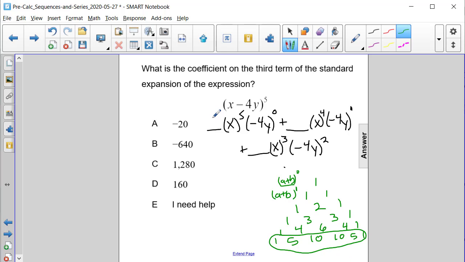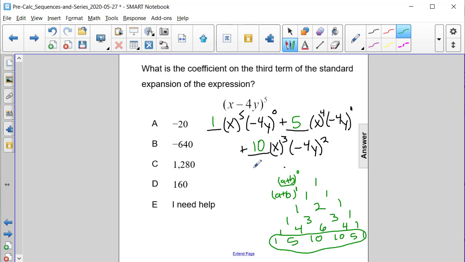So therefore, our first blank space is going to be filled with a 1, the second blank space is being filled with a 5, and the third blank space is being filled with a 10. Now, in order to determine the final coefficient of our third term, we need to multiply and evaluate the algebraic expressions here.